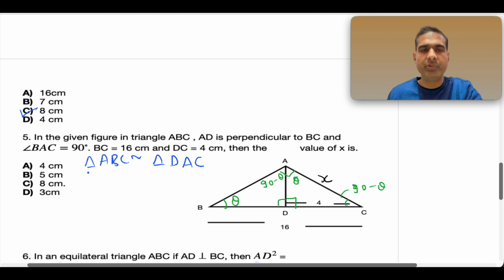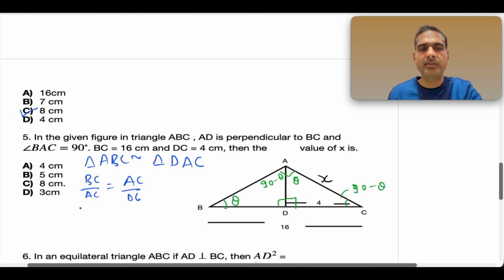Now using this similarity, we can see that the side opposite to angle A is BC in the larger triangle, and A is 90 degrees, so D is also 90 degrees. Side opposite to D is AC. So BC by AC will be equal to the side opposite to angle B, theta, which is AC in the larger triangle, and angle B is equal to this angle A, and the side opposite to A is DC in the smaller triangle.